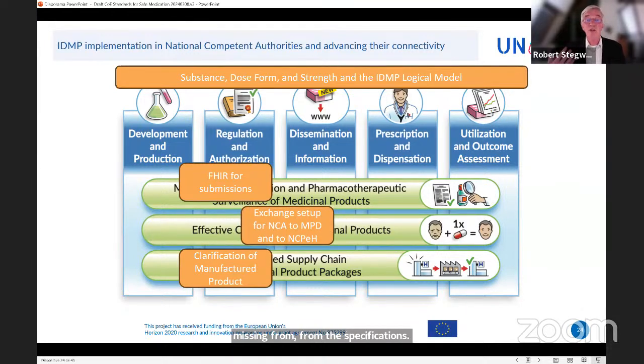The next step is, of course, if we go from the regulatory part into the dissemination and information, we've looked at the setup for information exchange between the national competent authorities and the medicinal product dictionary providers, and also to the national contact points for e-health, which support the cross-border prescribing and dispensing. And that's where I want to give you a little bit of an example of what needs to be done there.